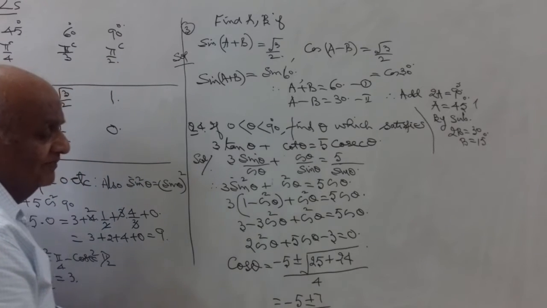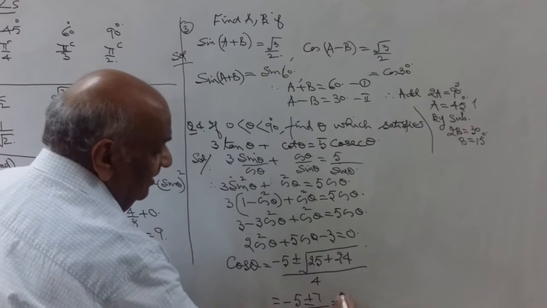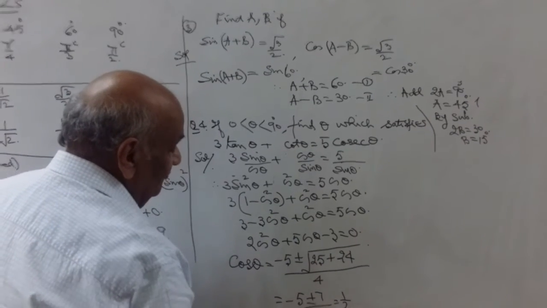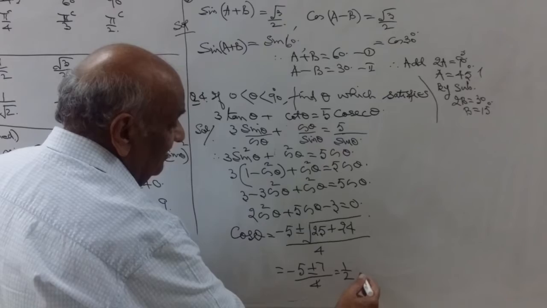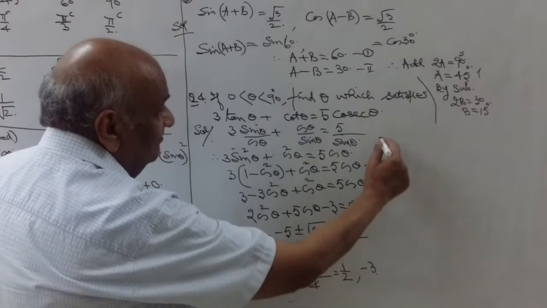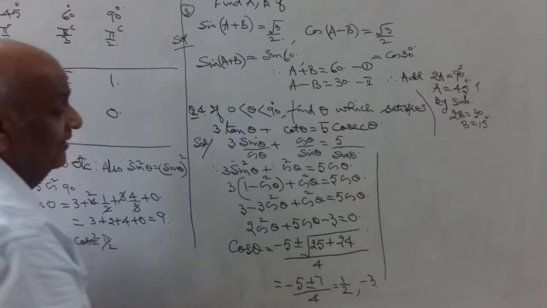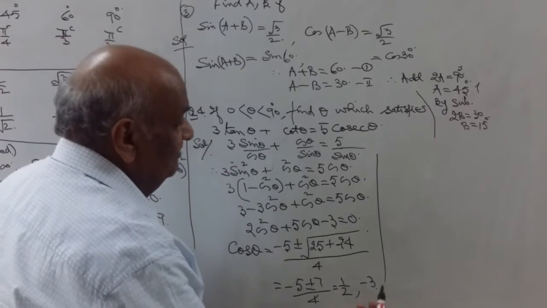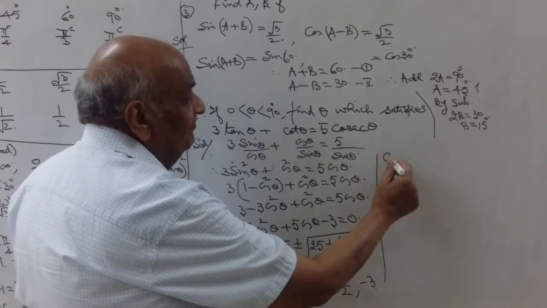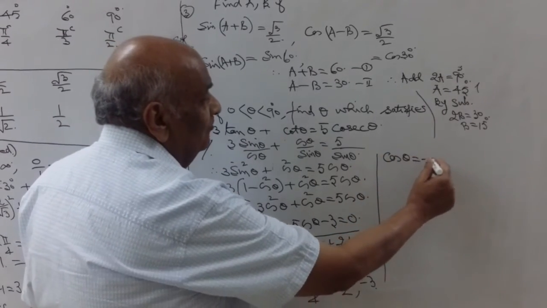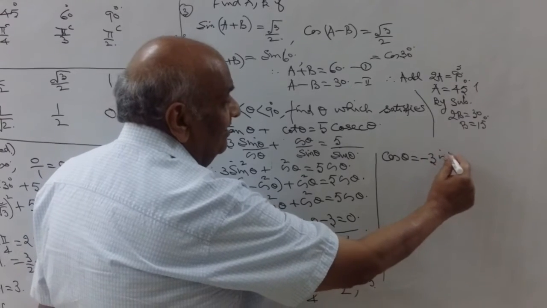So when you take the plus sign, it is equal to half. When you take the minus sign, it becomes minus 3. Please see here. But you know, cos minimum value is minus 1. Cos theta is equal to minus 3 is impossible.